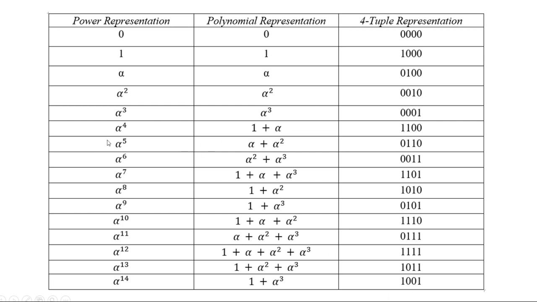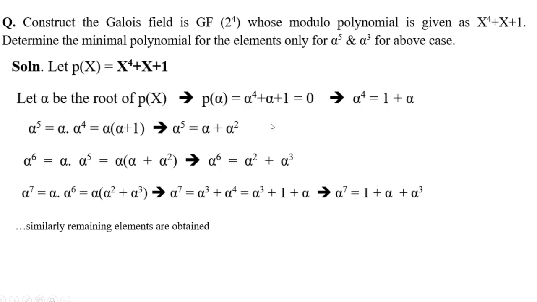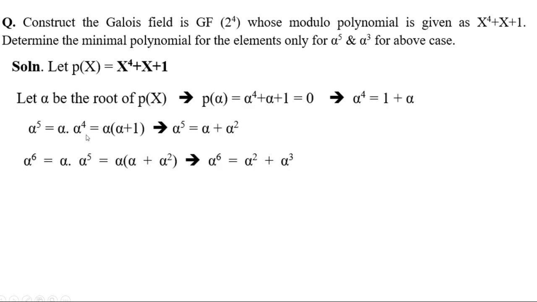So now in alpha 5, we can convert alpha 5 into polynomial form. It is just the conversion. Alpha 5 is equal to alpha plus alpha square. How does it come? Alpha 5 can be written as alpha into alpha 4. What is alpha to the power 4? It is 1 plus alpha. So we have converted: alpha into alpha is alpha square, and alpha into 1 is alpha. So alpha 5 is equal to alpha plus alpha square.